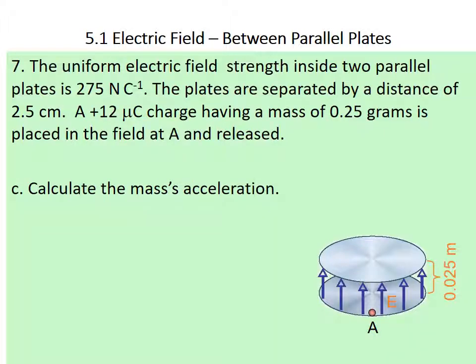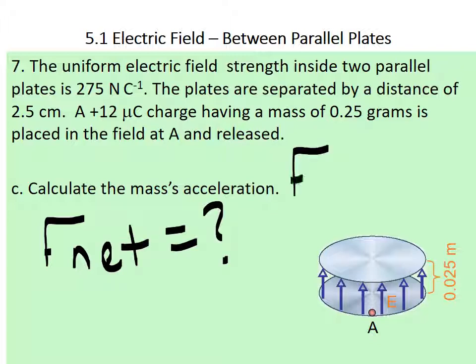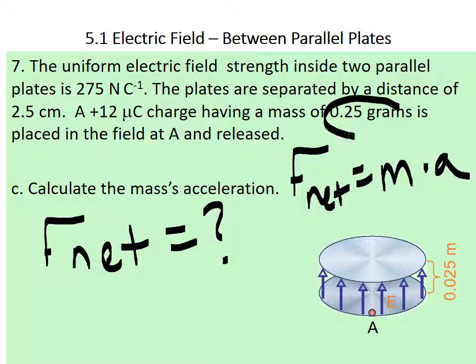Okay, for part C, you're going to calculate the mass's acceleration. To do this, you need to figure out what is the net force on the mass. Remember, Newton's second law says that F net equals mass times acceleration. Once you get the net force, divide away the mass. Make sure to convert to the correct units. Is that SI or grams SI? I don't know. I do, but you need to tell me.